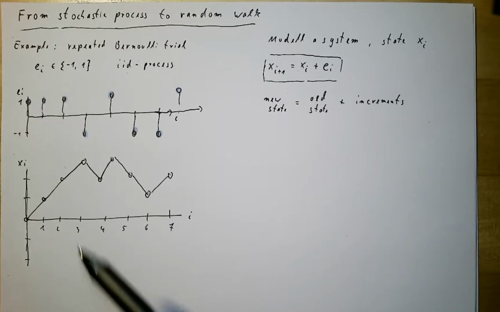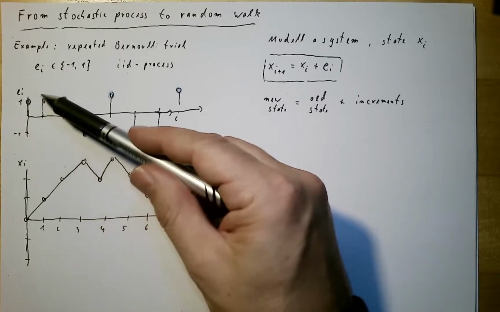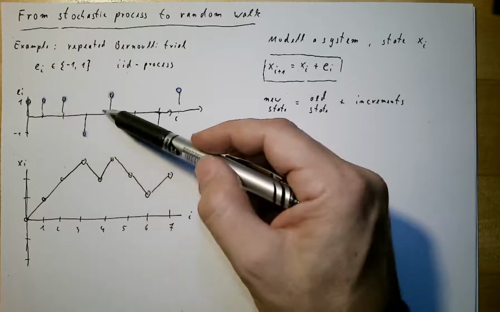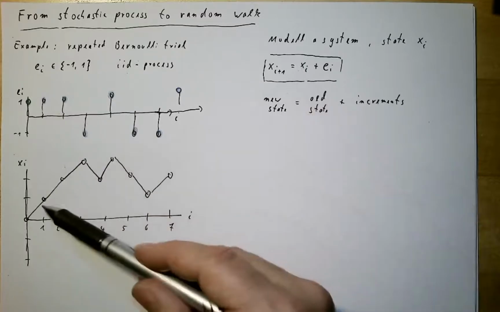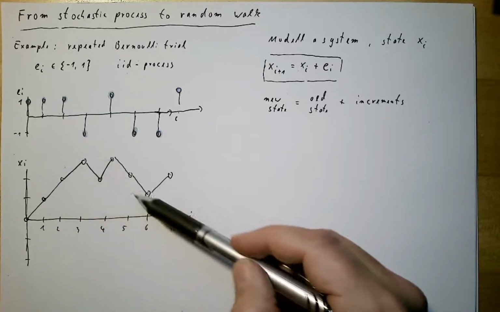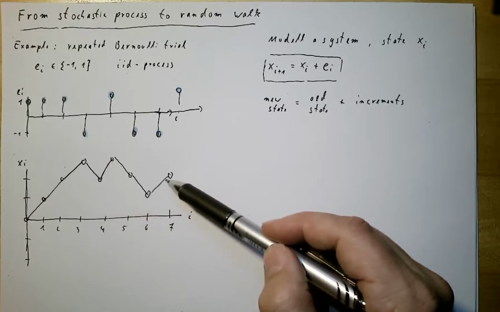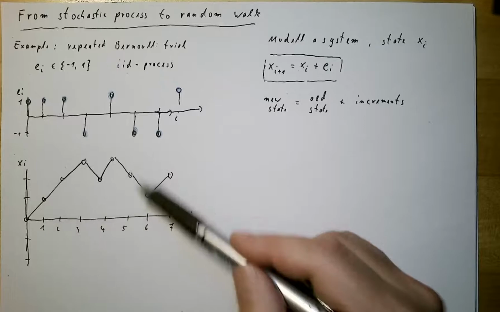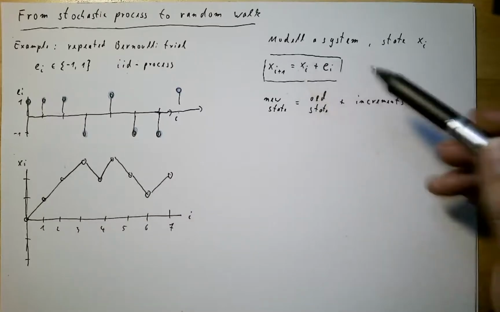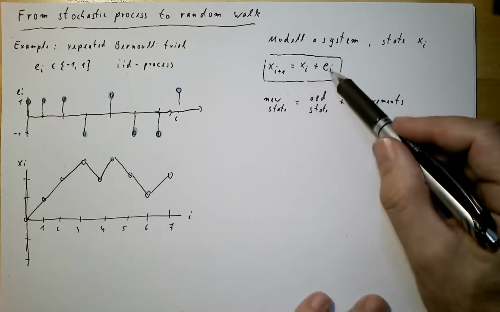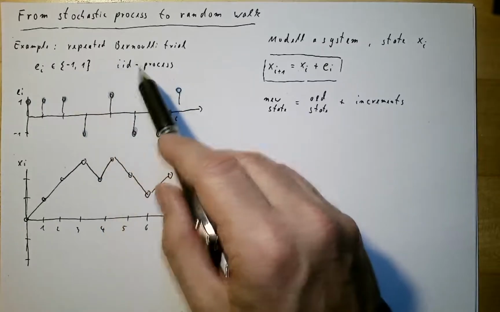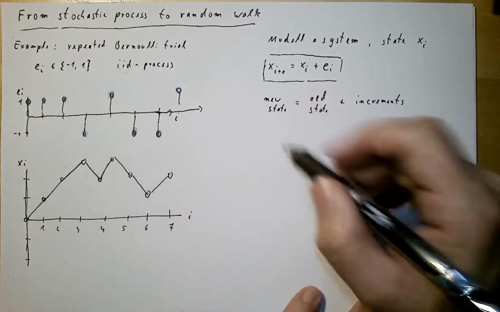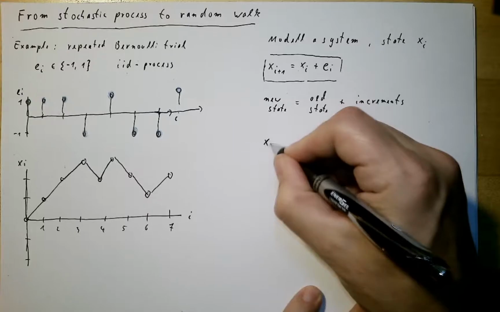And so you see from our process that we generate, in this construction we generate a new process which describes the state of our system. And this process, which is defined in such a way where the increments are given by a stochastic process, we call this a random walk.